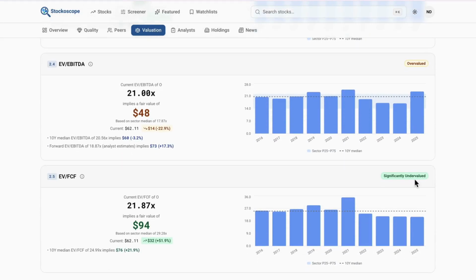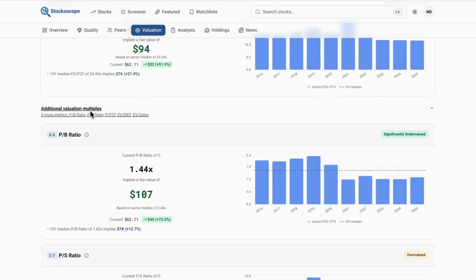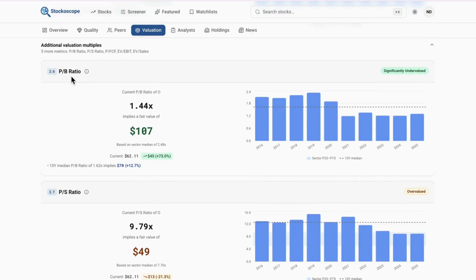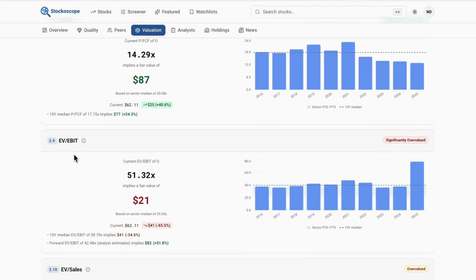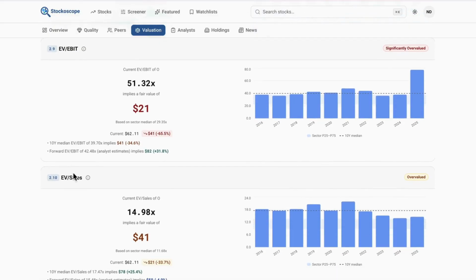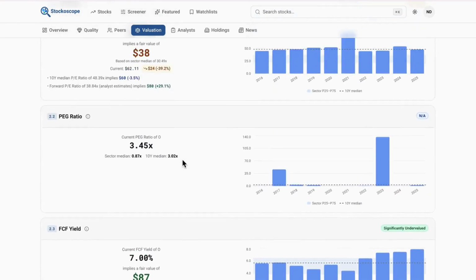Expanding the additional valuation multiples accordion reveals 5 more: price to book, price to sales, price to free cash flow, enterprise value to EBIT, and enterprise value to sales. Together with the primary set, they give you a more complete picture of how the market is pricing the stock.